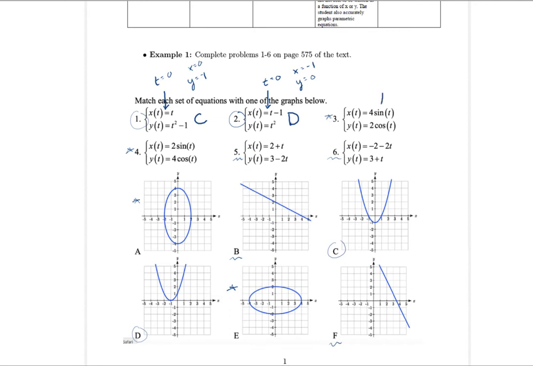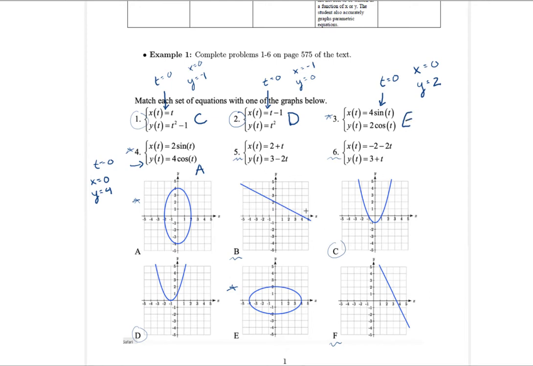Well, let's try doing t equals 0 here. So the sine of 0 would be 0, and then the cosine of 0 is 1, so that gives us a y value of 2. Whereas over here, when t equals 0, we get an x value of 0 and a y value of 4. All right, and I can see that with A, you get the point 0, 4 when t equals 0. And with E is when I get the point 0, 2.